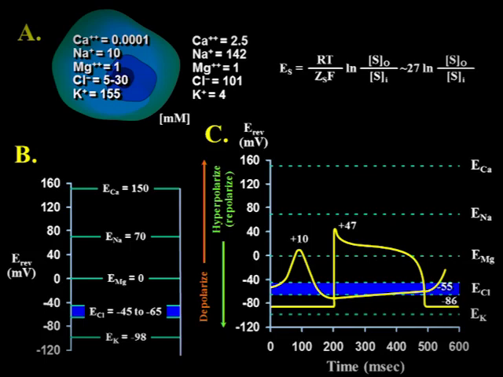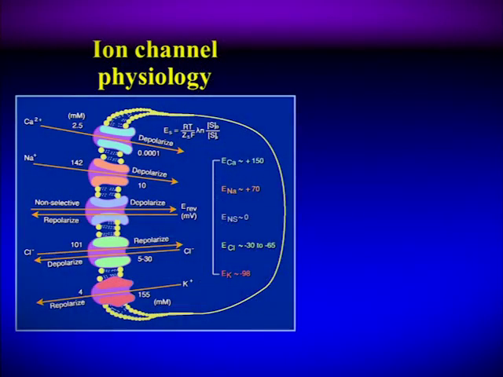You also see that the upstrokes are different for the nodal cells compared to the ventricular myocyte, and we'll see that there is a different depolarizing force that's responsible for the nodal upstroke compared to the myocyte upstroke. And we'll come back to that as we build this together.